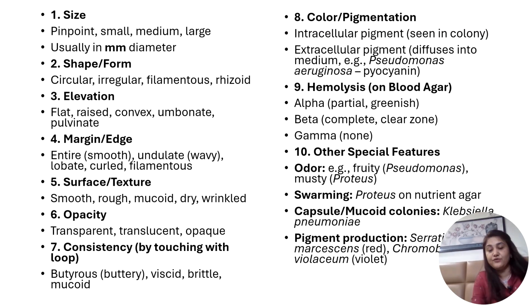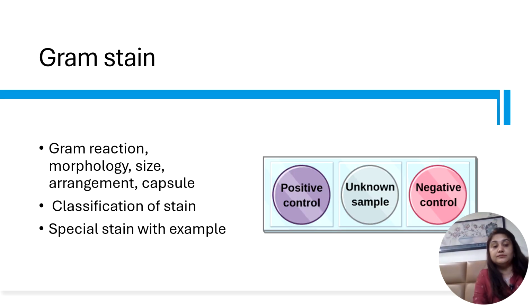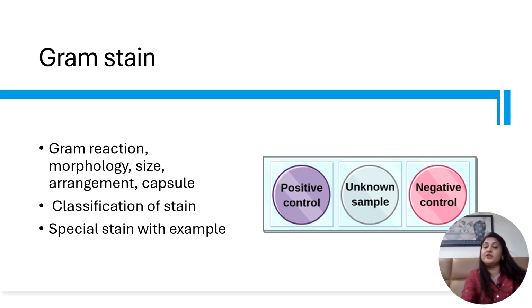So this is how you have to describe various colonies. I'm not going into detail and reading each and every thing, but these are the things you have to describe. Then comes the first thing, the thumb rule: whenever there is any growth, the first thing you have to perform is your gram stain.